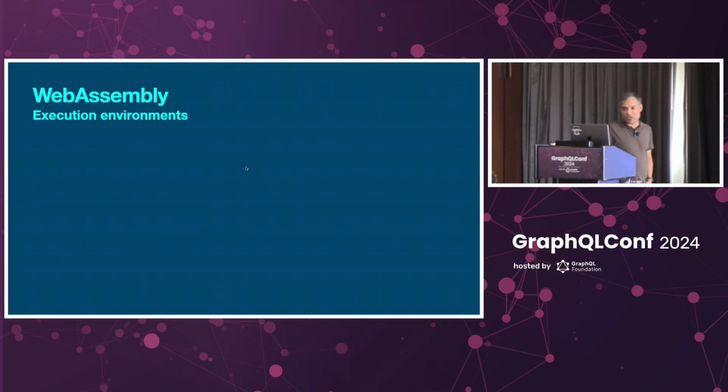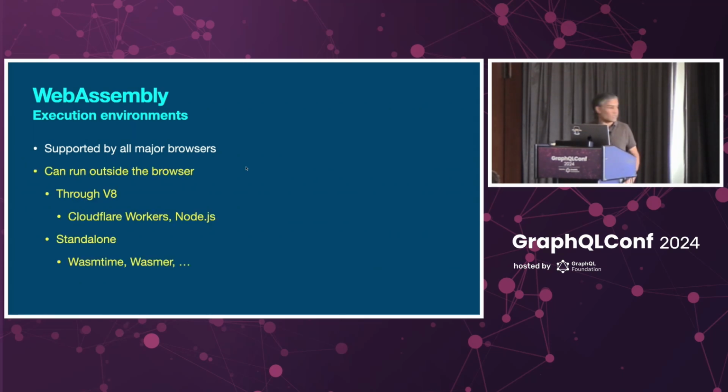WebAssembly, you run it in some execution environment. It's supported by all major browsers. In fact, the web part of WebAssembly came because that's how it started. But that's not our interest. Our main interest is actually the server side. On the server side, V8 supports WebAssembly. That means all platforms that use V8, such as Cloudflare Workers or even Node.js, will have WebAssembly available. It's as a guest: JavaScript is the main system, and the JavaScript system can call WebAssembly, and that's how you can get it. But there are standalone runtimes such as Wasmtime and Wasmer that allow you to do essentially the same thing.